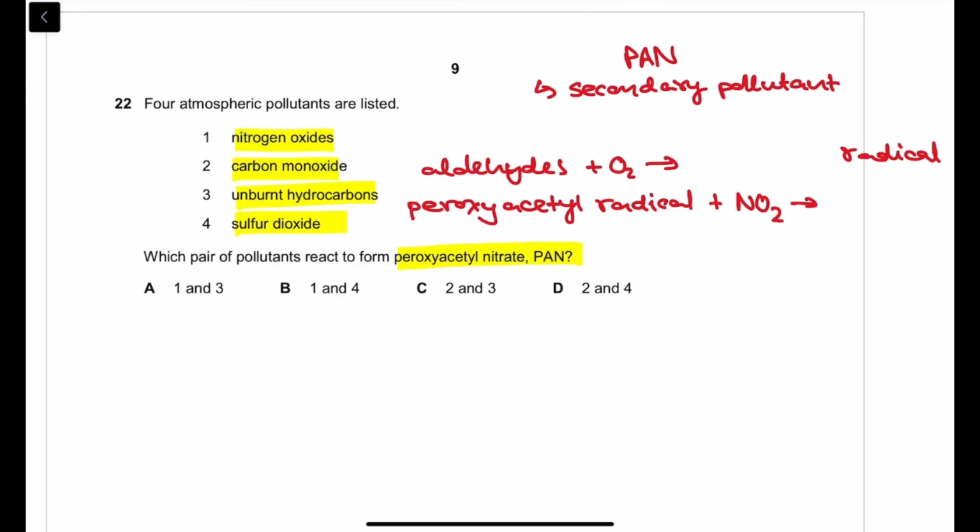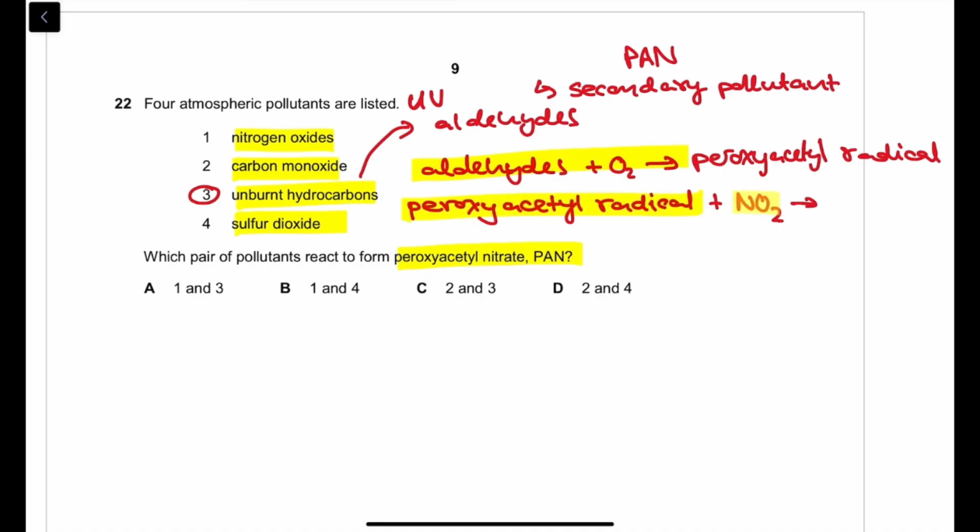Okay, so you should be familiar with the process, but basically what happens is unburnt hydrocarbons under UV light radiation can actually form free radicals and also aldehydes. Now, when aldehydes react with oxygen, right here, they can form the peroxyacetal radical. Peroxyacetal radicals can react with nitrogen oxides, or nitrogen dioxide to be specific, to form our PAN.